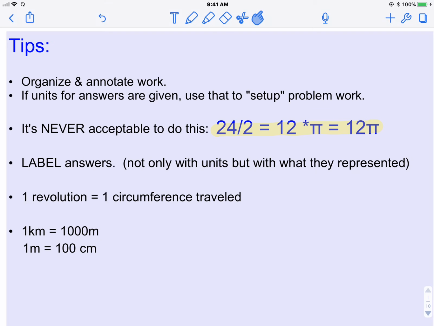This is a lesson video for 9-6. First, there are some tips and reminders from working in the circumference section, 9-5.